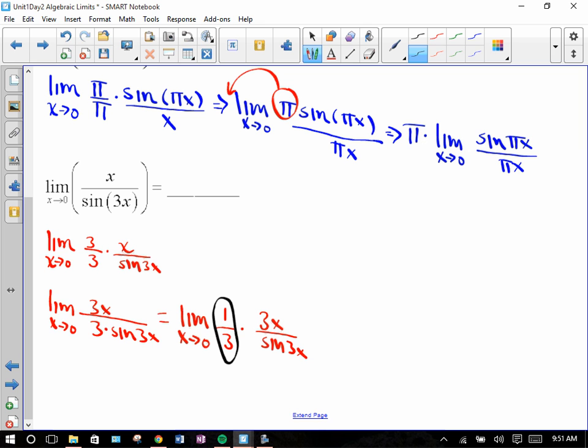But what I know is, like the bit said, he was just reading it wrong. He said 3 times 1 is going to be 1/3 times 1. So you can pull the 1/3 out. So this is equal to 1/3 times the limit as x approaches 0 of 3x over sine 3x. The limit of 3x over sine 3x is equal to 1. 1 times 1/3 is 1/3. All right?